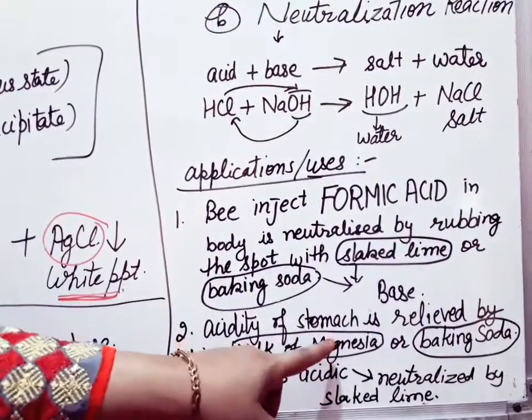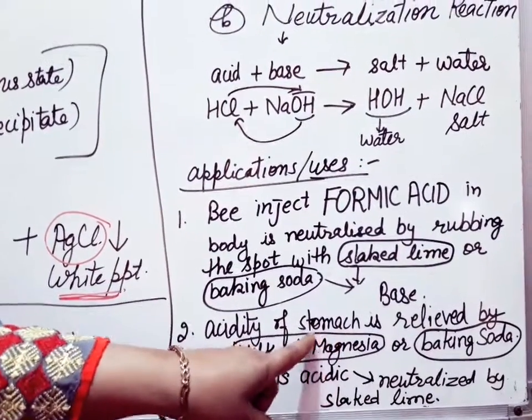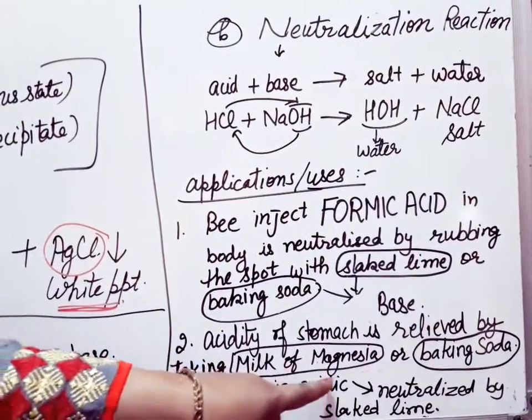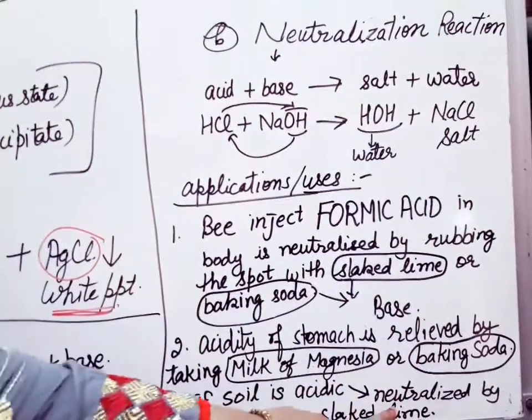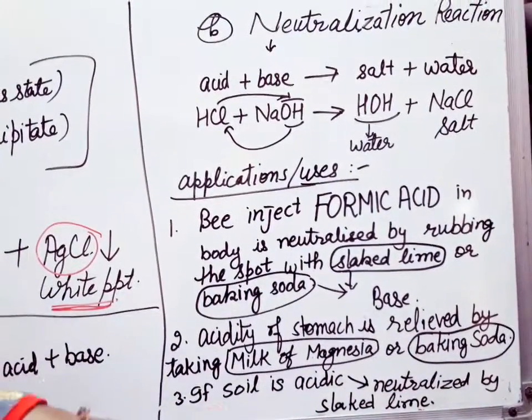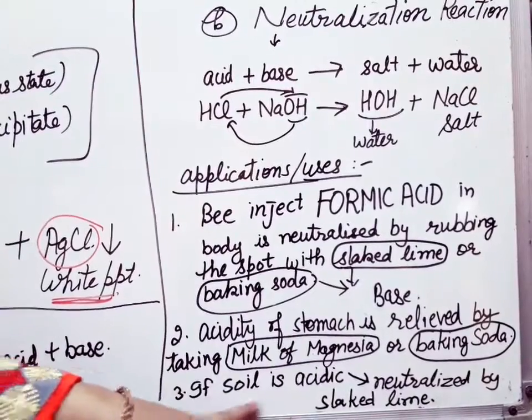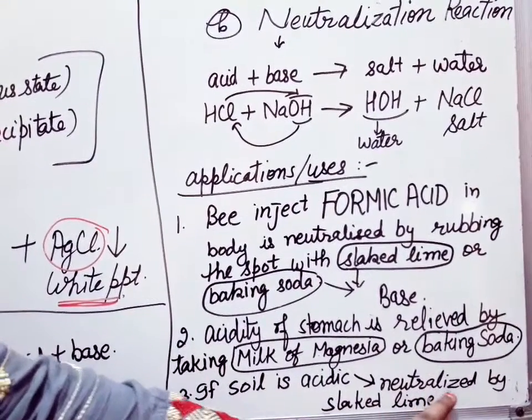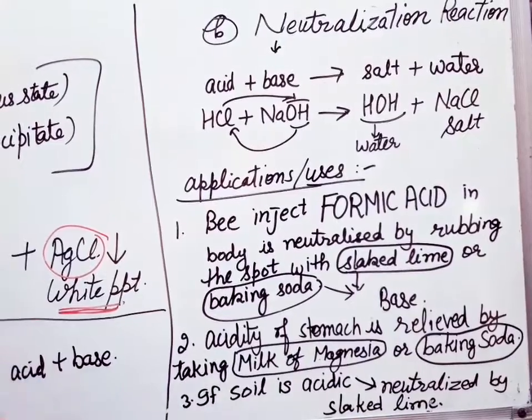Similarly, acidity of the stomach. When someone is feeling acidity, it is relieved by taking milk of magnesia or baking soda. Both are basic in nature, so the acid is neutralized. If the soil is acidic, its acidity is also neutralized by adding slaked lime.